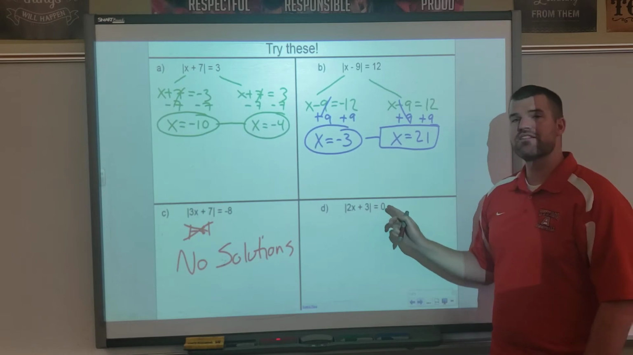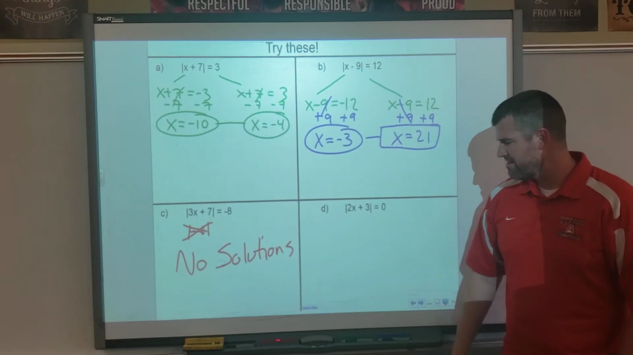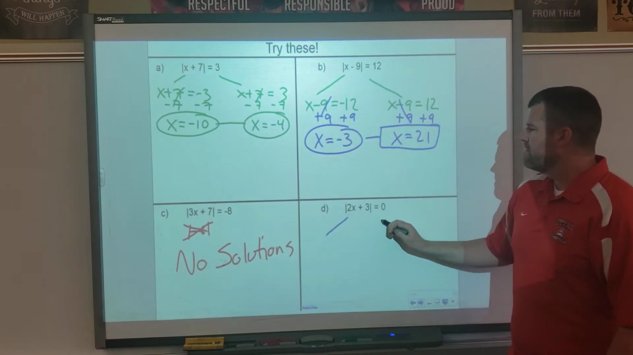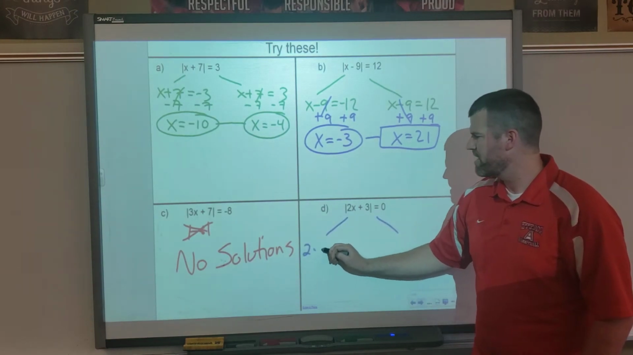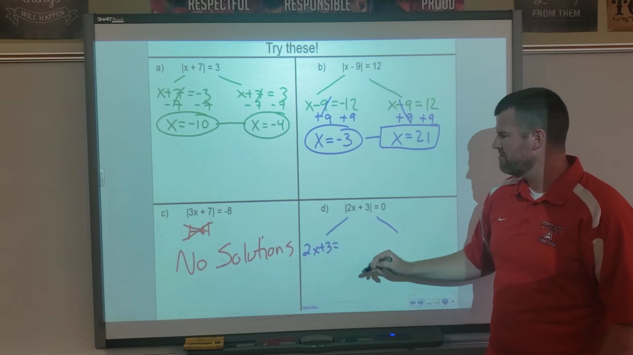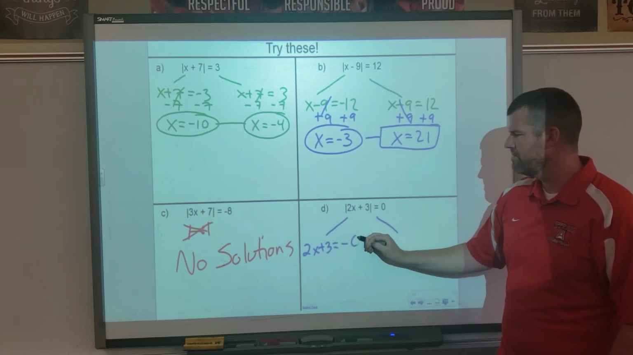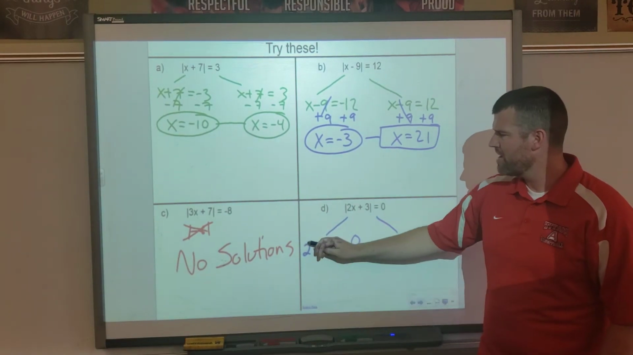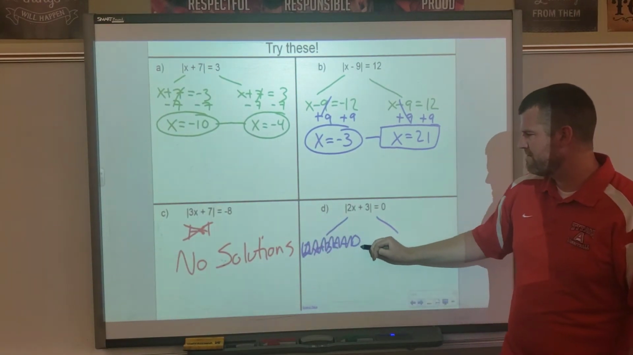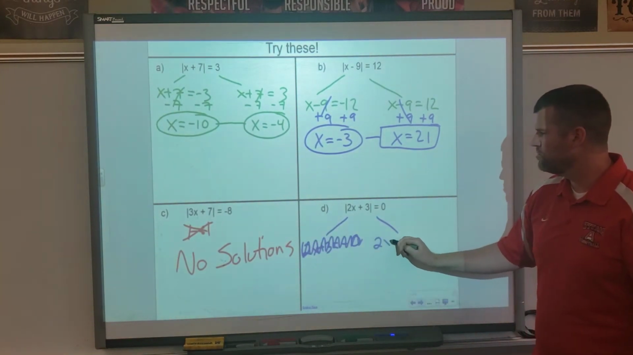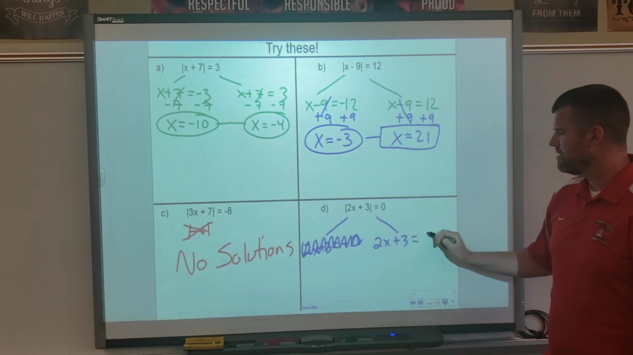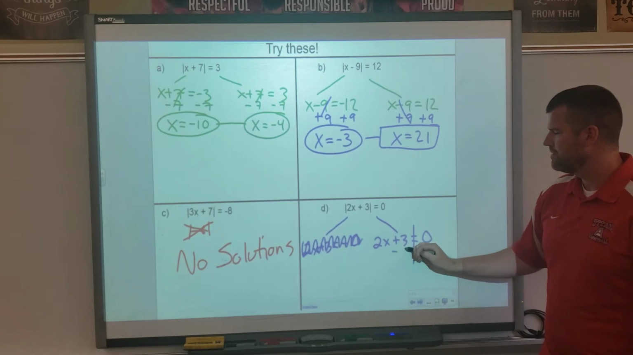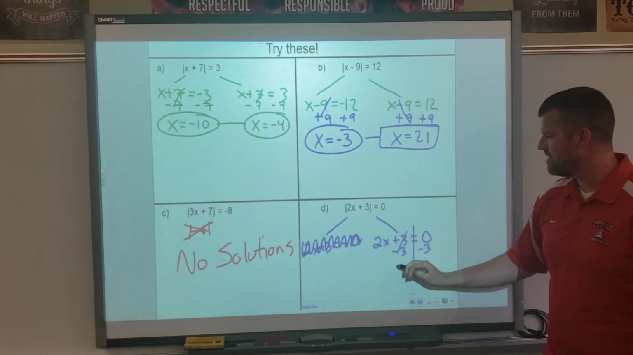However, if it's equal to 0, we're going to get one solution. I can start setting up my two problems. But the thing is, my first one, I would do 2x plus 3 equals negative 0. Is there such thing as negative 0? No. So we're not going to solve that. That makes no sense. But we can do 2x plus 3 equals 0 and solve that. That will work. Subtract 3 on both sides.